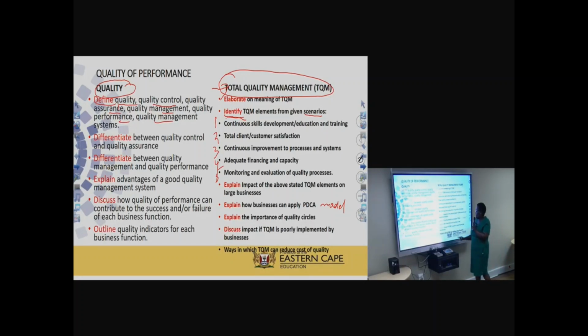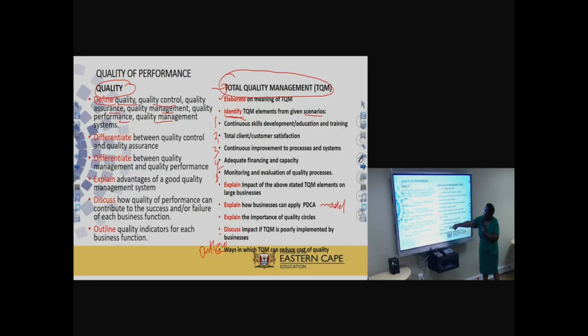You must also be able to outline. The verb here is outline. You must be able to outline the ways in which TQM can reduce the cost of quality. That is the outline of the topic. That is the quality of performance.